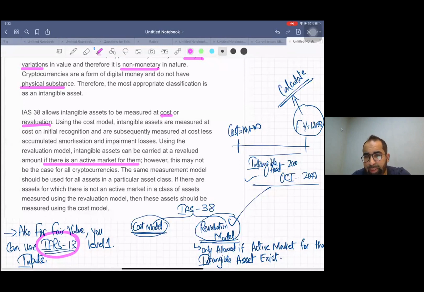Normally in IAS 38, the revaluation model is only allowed if an active market exists for it. And yes, for cryptocurrency, an active market exists. Now, I would recommend you read the complete article on cryptocurrency, because this article was a little big. I just gave you the summary, the major heart of that article.